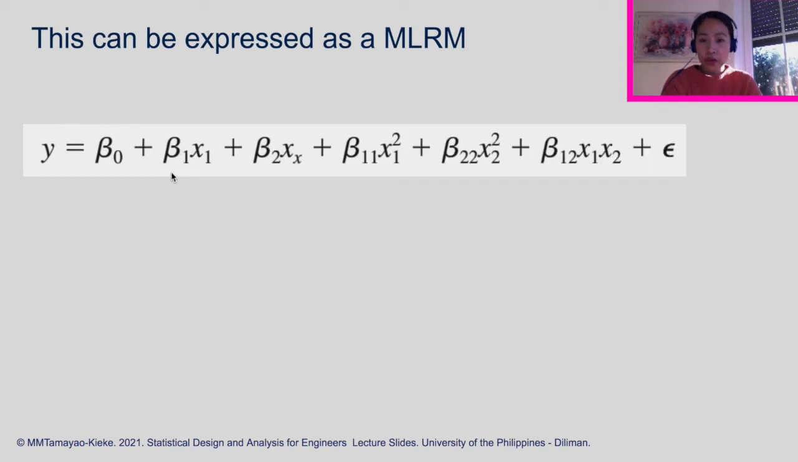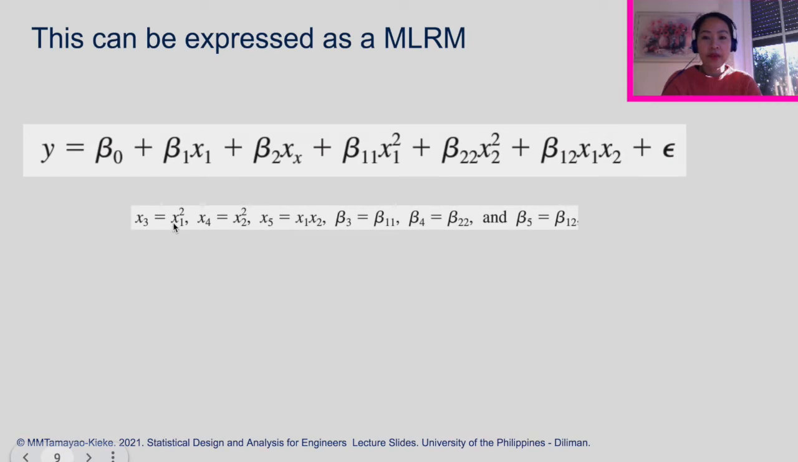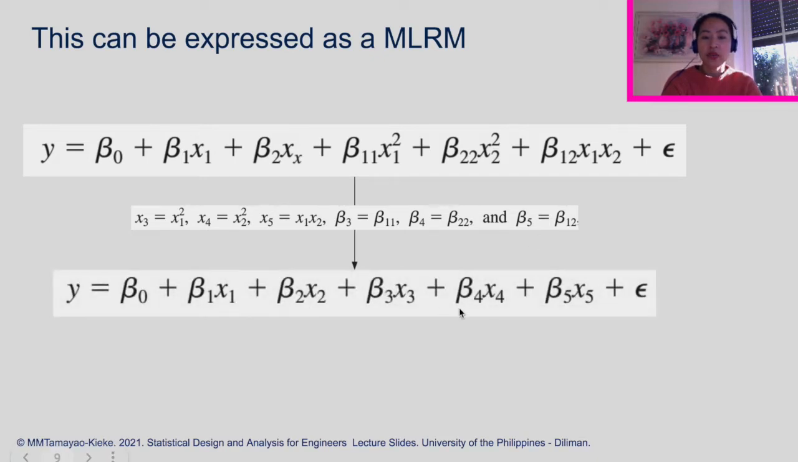You can also still express this kind of equation as a multiple linear regression model by letting x3 be equal to x1 squared, x4 be equal to x2 squared, x5 be equal to x1 x2, and then beta 3 be equal to beta 1,1, beta 4 be equal to beta 2,2, and beta 5 be equal to beta 1,2. And so you would have this multiple linear regression model.